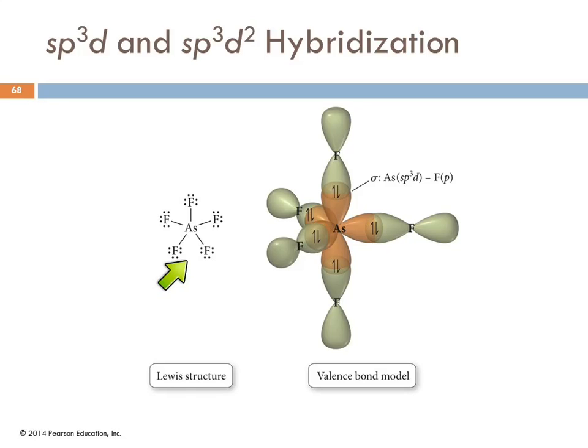So here's a Lewis structure for arsenic pentafluoride. So arsenic is going to employ that sp3d hybridization to get 5 equivalent orbitals. Each of these can overlap with fluorine. And so we find that this explains the geometry of the arsenic pentafluoride molecule being trigonal bipyramidal.